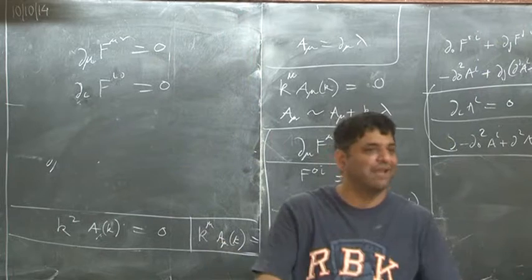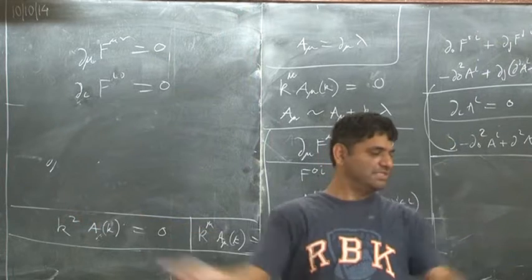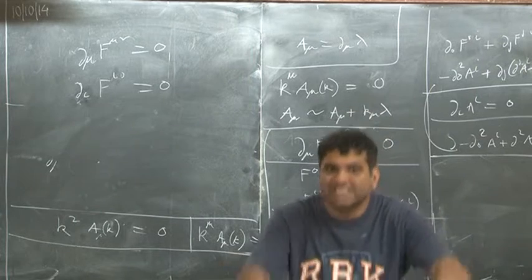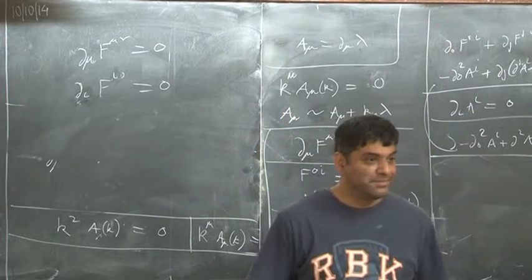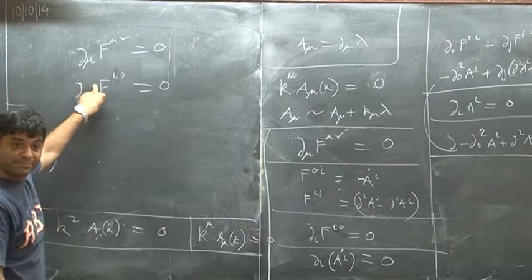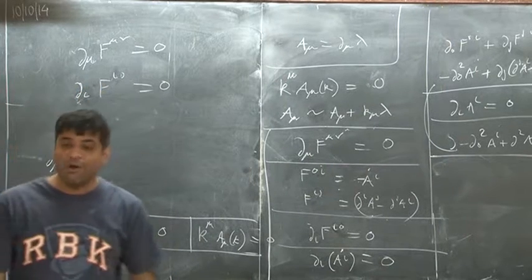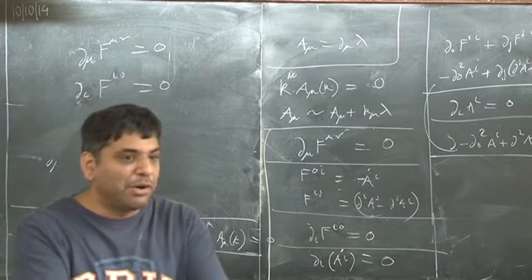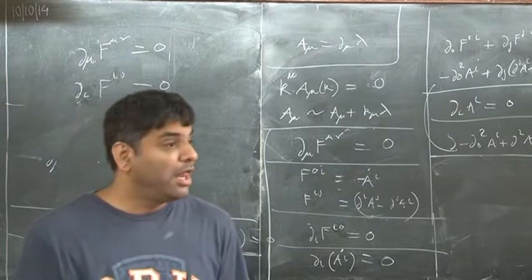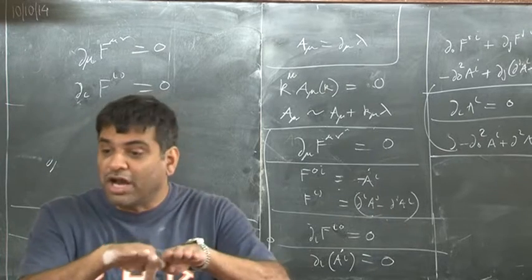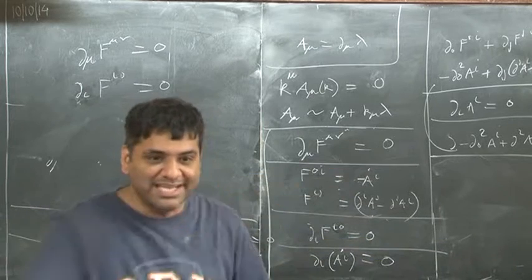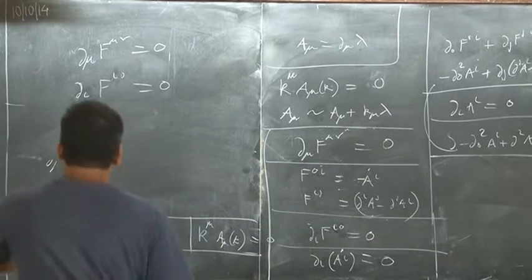That was the initial value problem. The initial value is phi and phi dot, and the equation evolves it forward. This equation is not different. It's not telling you how to take A and A dot forward in time. It's doing something else. It's telling you that the data you're allowed to specify on your initial slice must obey this constraint.